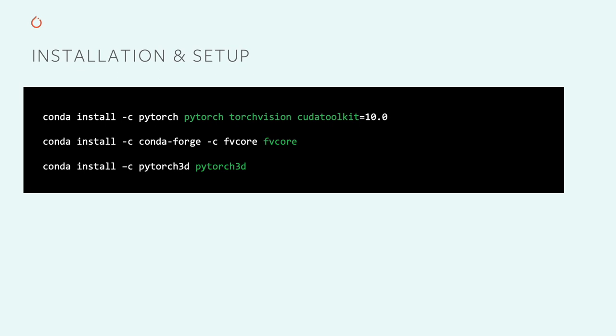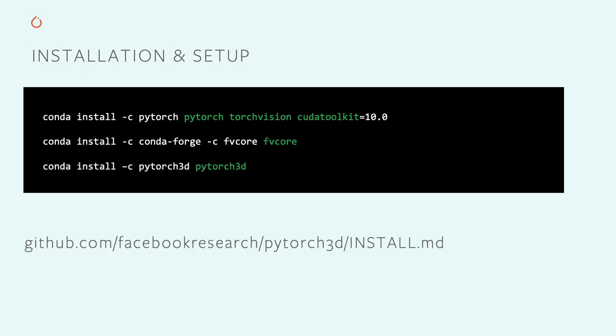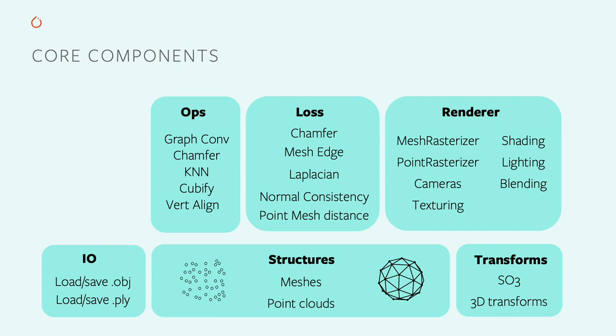PyTorch3D has pre-built packages for Anaconda and can be easily installed with a few commands. It has few external dependencies. You can find detailed installation instructions on the PyTorch3D GitHub repository. This is an overview of the main components in the codebase. The foundation layer consists of data structures for 3D data, data loading utilities, and composable transforms. The data structures in particular enable the operators and loss functions in the second layer to efficiently support heterogeneous batching.